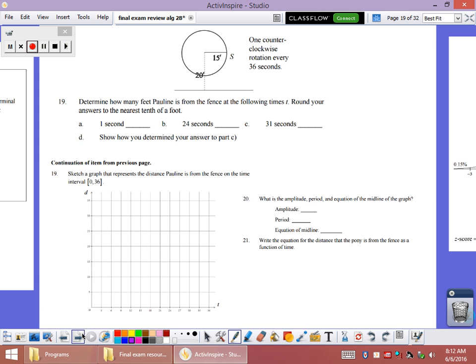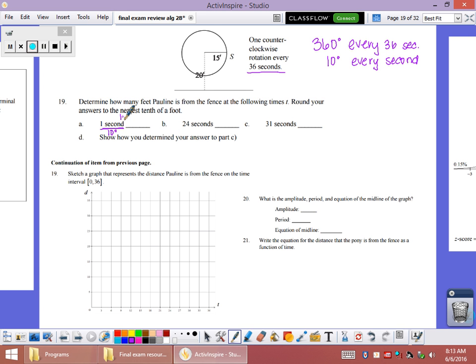If a counterclockwise rotation occurs every 36 seconds, that means that Pauline is going 360 degrees every 36 seconds. So if I think about that a little further, that means she's going 10 degrees every second. Okay, and I got that by dividing 360 by 36. So she must be going 10 degrees every second in order to complete 360 degrees in 36 seconds. So instead of reading this as 1 second, we know that in 1 second she's gone 10 degrees. And this becomes a similar problem to what we had before.